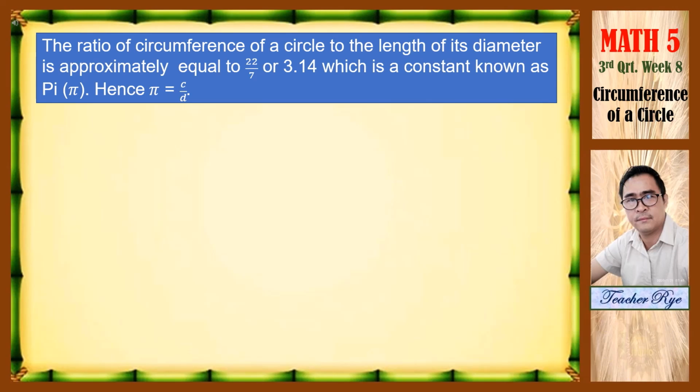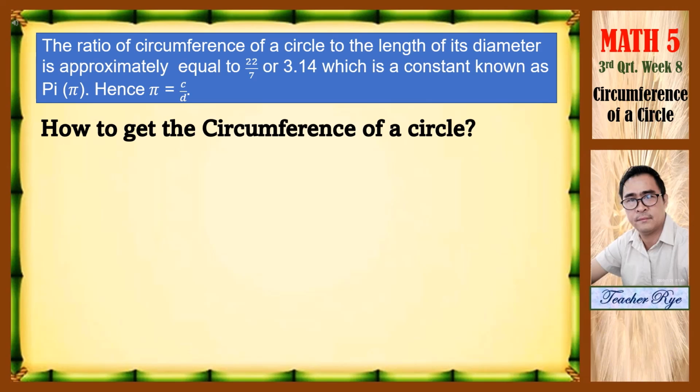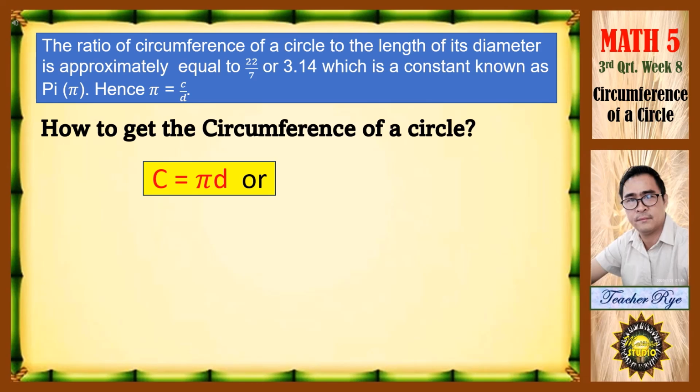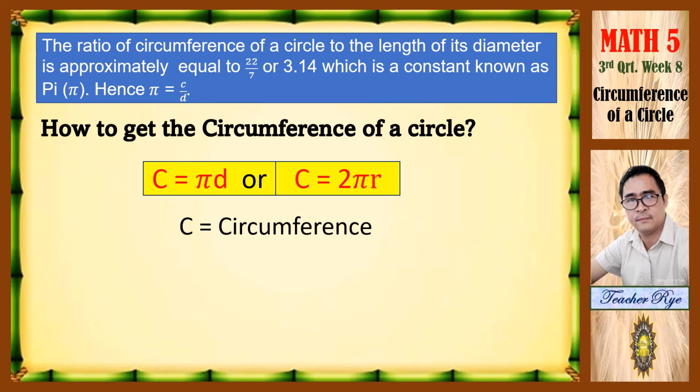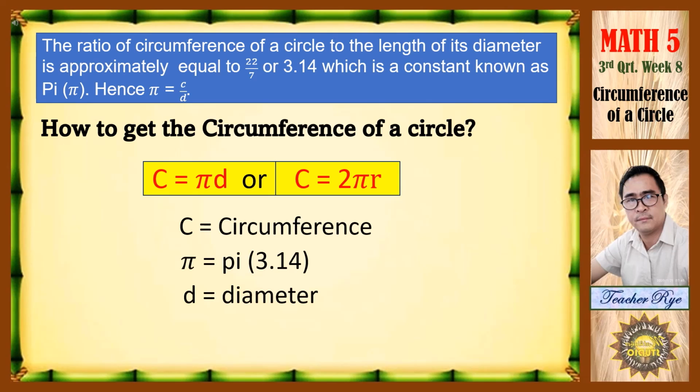Para lalo natin maintindihan how to get the circumference of a circle, paano ba natin makukuha yung circumference o yung perimeter or yung distance around the circle? Makukuha lang natin yan sa pamamagitan ng formula na to. C is equal to pi d or C is equal to 2 pi r, wherein C is the circumference and pi, yung symbol na yan, ang tinatawag nating pi na equivalent sa 3.14. And then D is the diameter and R is the radius. Ito yung mga parts ng circle na kakailanganin natin para makuha natin ang circumference ng circle.